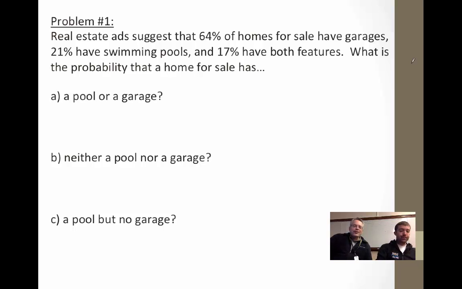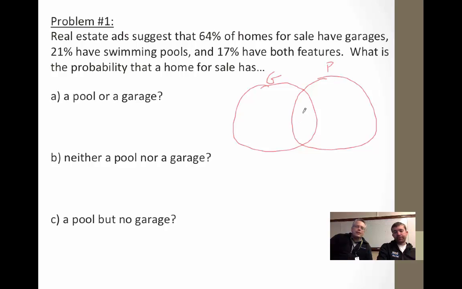All this will fall apart. This will all be easy with the diagram. So we have two categories, so we're going to make two circles. The first one's garage and the second is pool. And why don't you put a big rectangle around it? Because that kind of represents the universal set. Yeah, we may have some that don't fall into the circles.